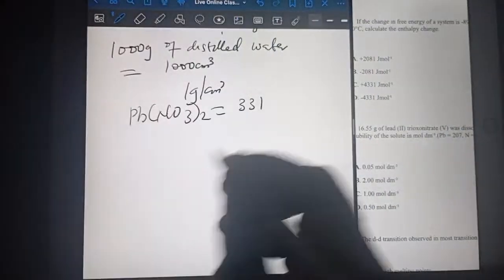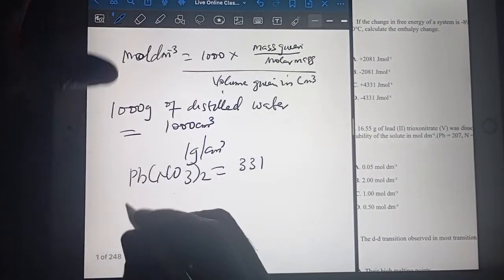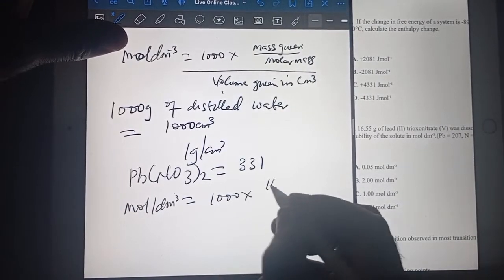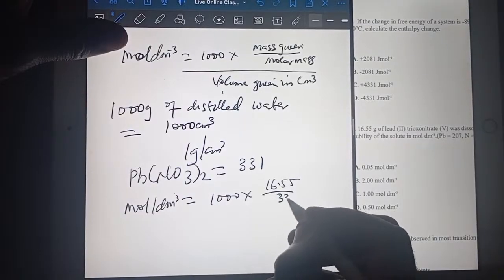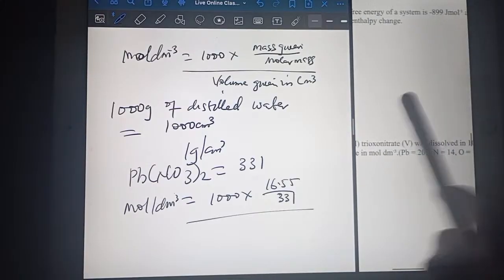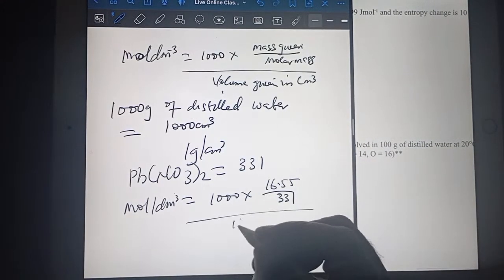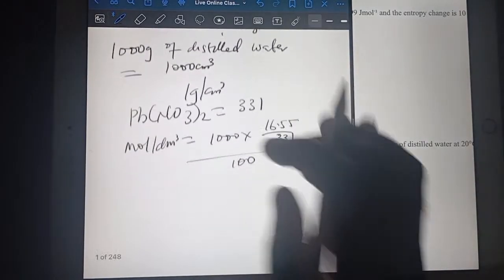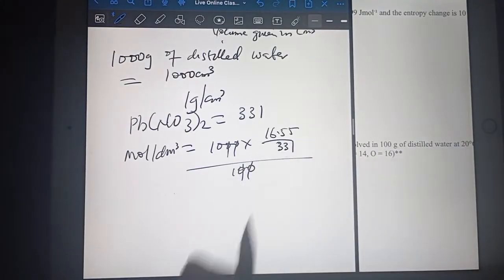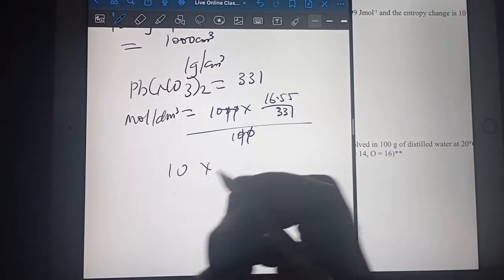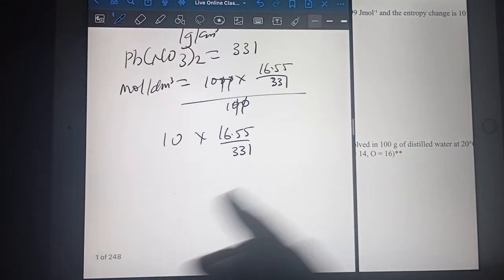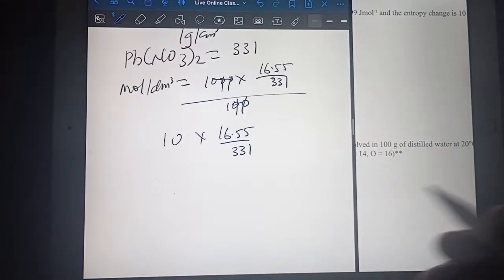So with this, from the formula I stated, mole per dm cube is now equal to 1000 times the mass given, 16.55, all over molar mass, which is 331, all over volume given. They said it was dissolved in 100 grams. So this 100 grams of water is our volume. 100 grams of water is the same thing as 100 cm cube of water. So we can equally cancel everything. We are now left with 10 times 16.55 divided by 331, which is also the same thing as 165.5 divided by 331.